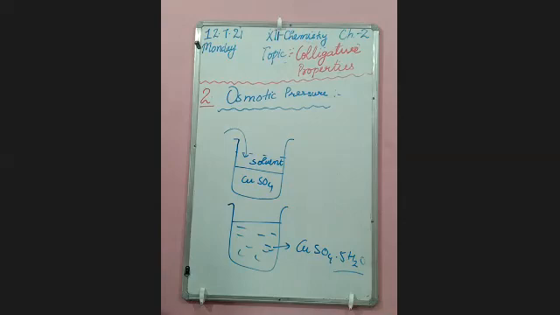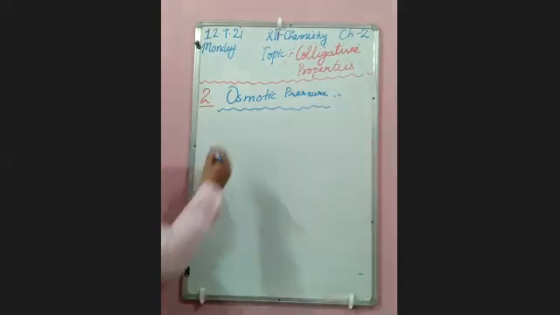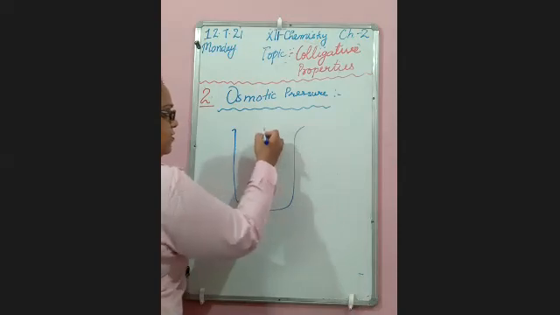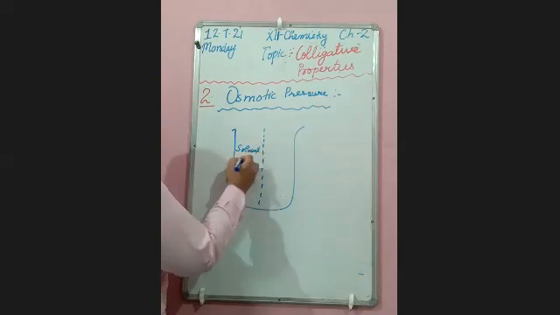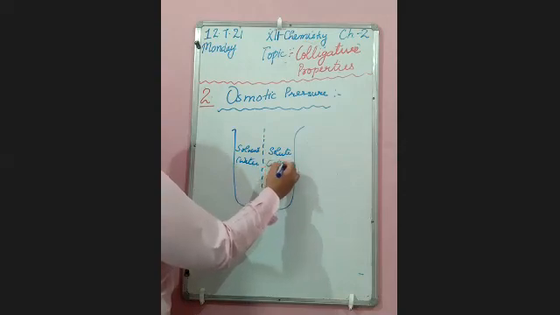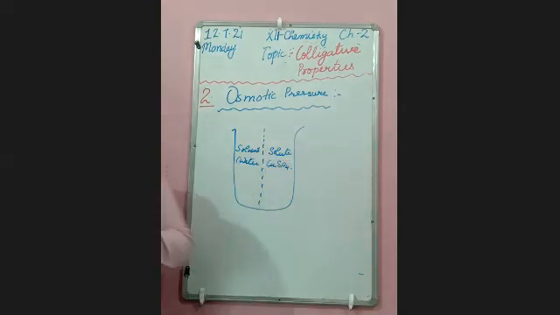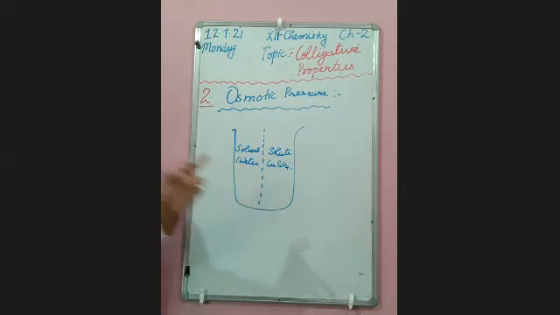Now, in the same experiment, suppose I am taking one beaker. This is your semi-permeable membrane. Here is your solvent, that is water in this case. And here is your solute, that is copper sulfate in this particular case. So solvent can move here and there, but solute cannot move.